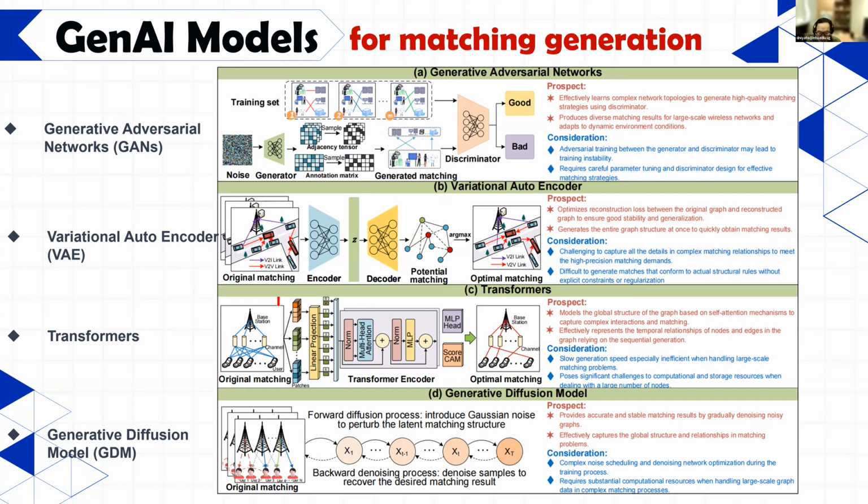Another one is the generative diffusion model. This is very good in providing accurate and stable matching results by gradually denoising the noisy graph. This is the technique that people use in image generation, and it is effective in capturing the global structure and relationships in the matching problem. However, each of these generative AI models has different limitations and considerations that we need to look at when we apply them to graph generation.